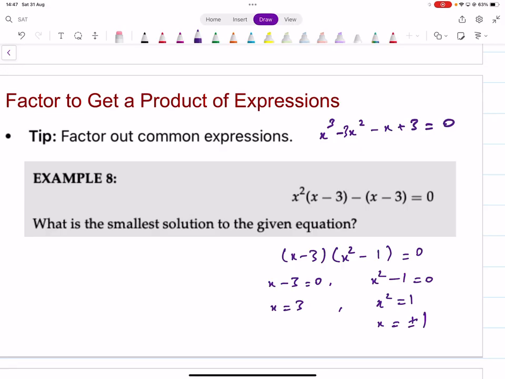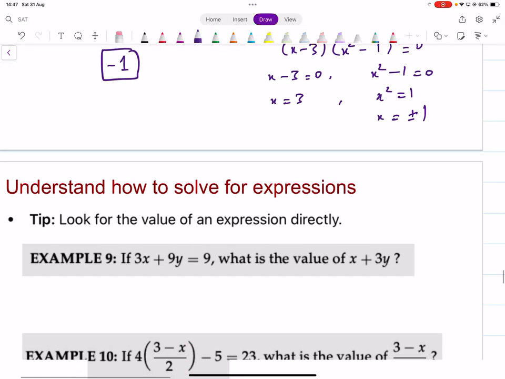And the smallest solution therefore is minus 1. That is what you're going to input there. This is a fill-in question in which you have to write down the answer. You don't have any options given, right? Make sense? Okay, let's move on.